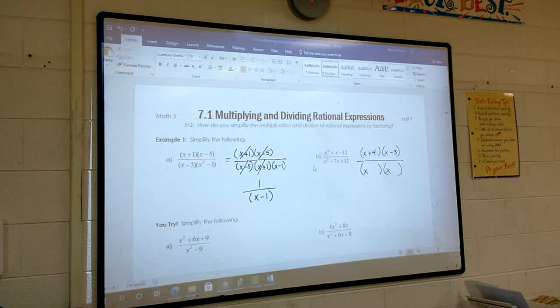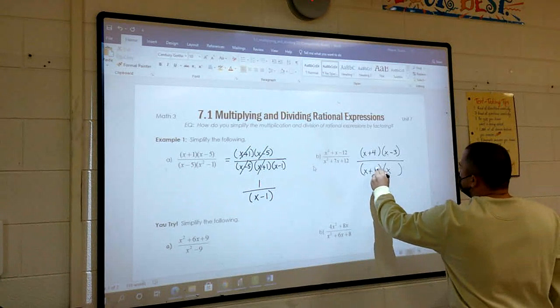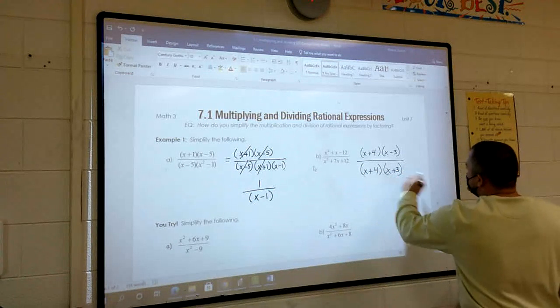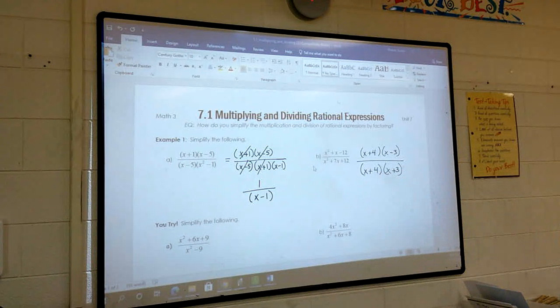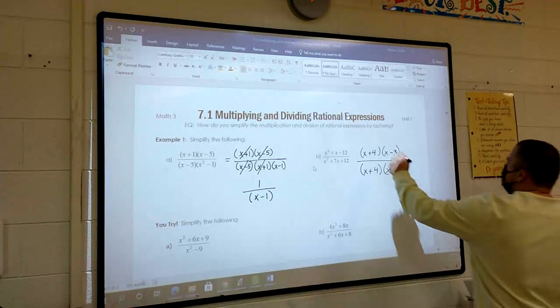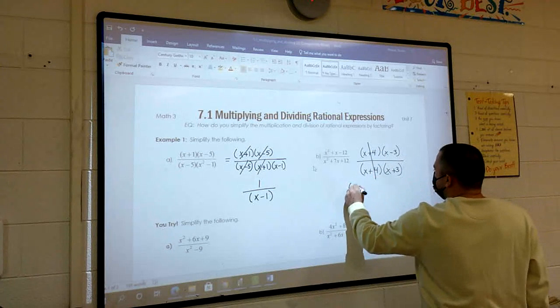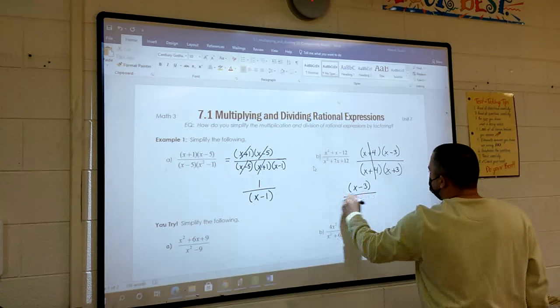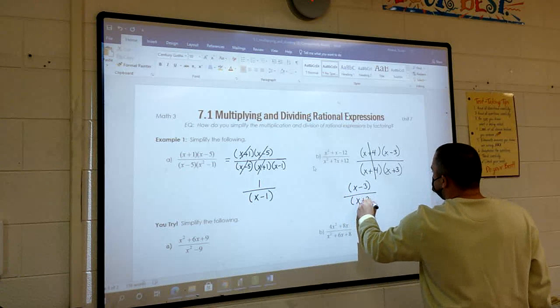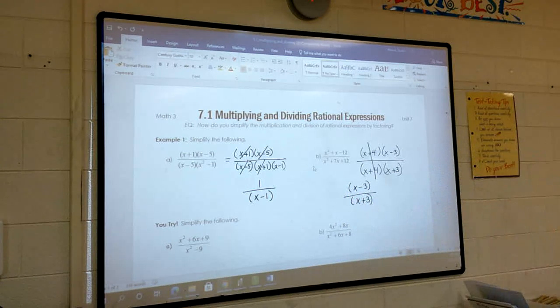Okay, so that works. Now, B, on the bottom, what 2 numbers multiply to give you 12 and add to give you 7? Positive 4 and positive 3. Yeah, so they're both positive on this one. Okay, so now you factored both. So that's the key, is just factoring them. Then you're able to cancel out. So we can cancel out the x plus 4s, and we're left with x minus 3 over x plus 3. Can't do anything there. That's your final answer.